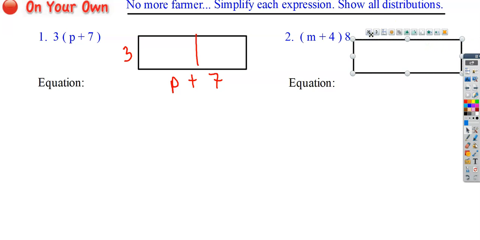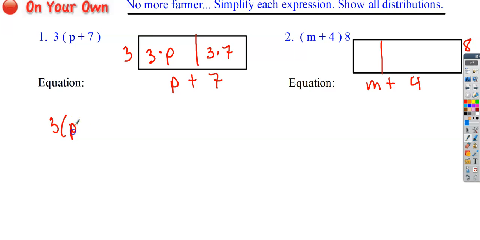And the 8 is on the left, and then this is, let's just call this M plus 4. Okay, I'm going to show you the equations, and you pause and try to do the math on your own. 3 times P plus 7 is equal to 3 times P plus 3 times 7. Now this is where I simplify.